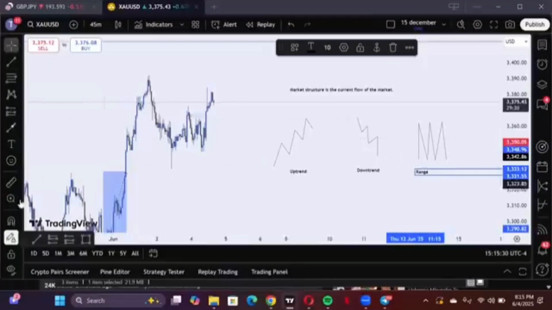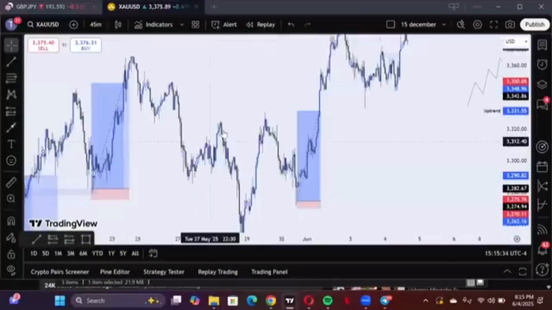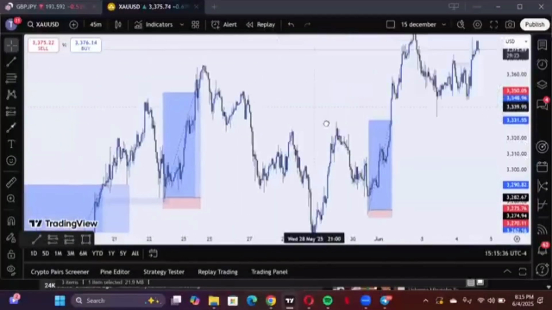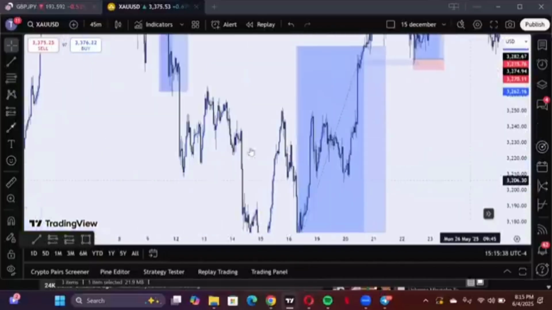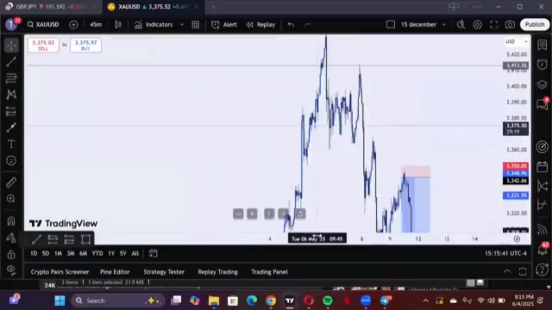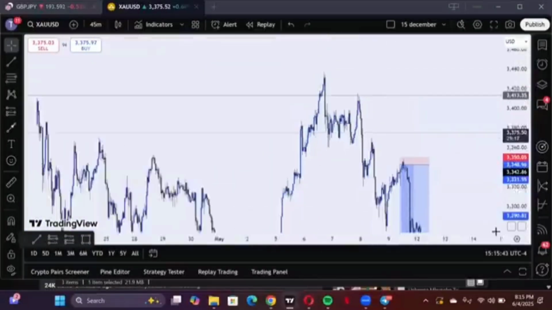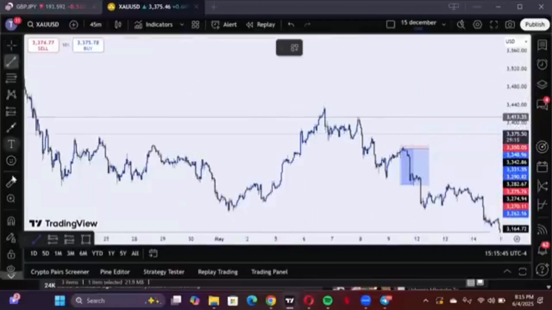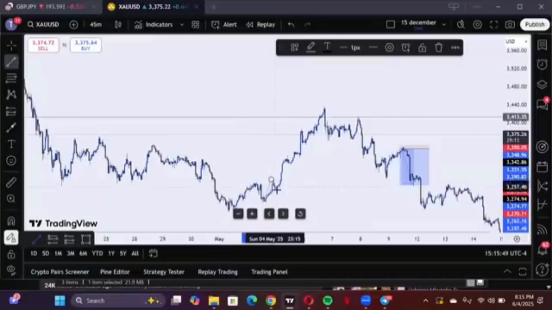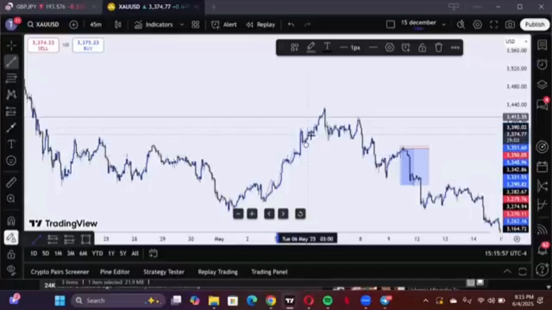So when market is moving from one point to another, it's either trending to the upside or to the downside, or is ranging. So it's basically something like this. For example, this here is an uptrend, or market is moving to the upside. You can see market making higher highs, higher lows, higher highs, higher lows.